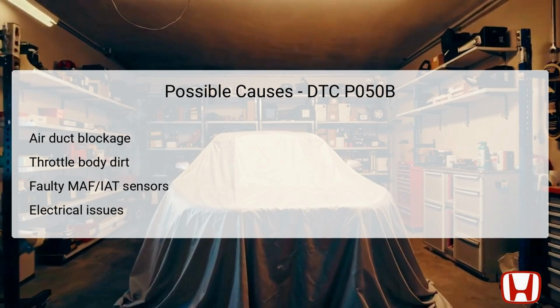(IAT sensor 1). These sensors are critically important as they provide data to the PCM to modulate the fuel injection and ignition timing accordingly. Additionally, any electrical problems, such as issues with wiring or connectors leading to these components, could also surface as contributing factors. Identifying these possible causes is crucial for a focused diagnostic process.